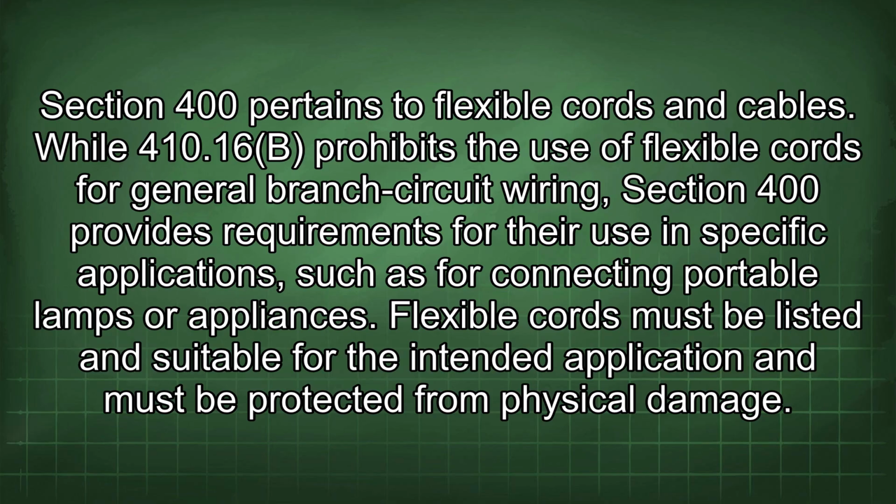Section 400 pertains to flexible cords and cables. While 410.16(B) prohibits the use of flexible cords for general branch circuit wiring, Section 400 provides requirements for their use in specific applications, such as for connecting portable lamps or appliances. Flexible cords must be listed and suitable for the intended application and must be protected from physical damage.